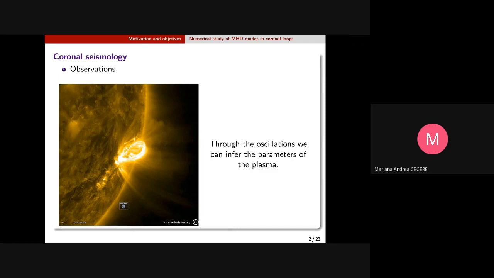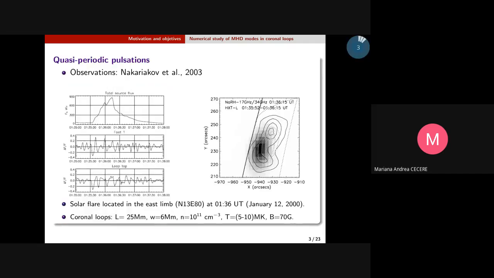Through coronal seismology, we can infer the parameters of the coronal plasma. In this case, the oscillation of the coronal loops, the fast sausage mode, and the standard slow mode are the most commonly studied due to their compressibility, which facilitates observations. There are several observational cases that provide information about the properties of the oscillations.